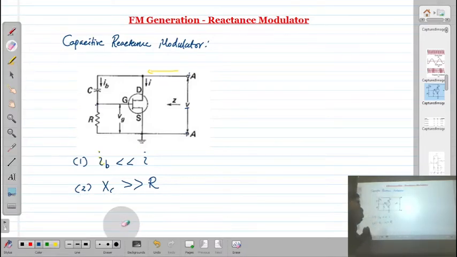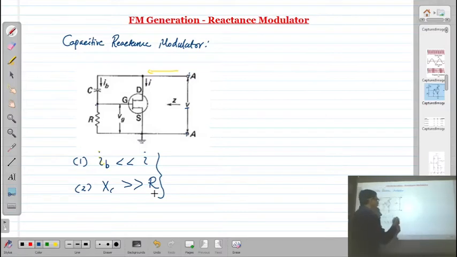Okay. So these two conditions have to be satisfied for the reactance modulator. Now we will find out what the reactance is between the points A and A dash. What is the equivalent value of the capacitor? Here this is working as a variable capacitor. Remember, there is a C equivalent.